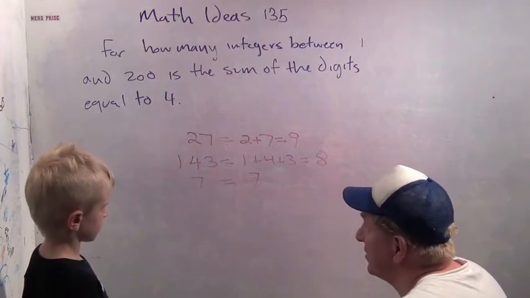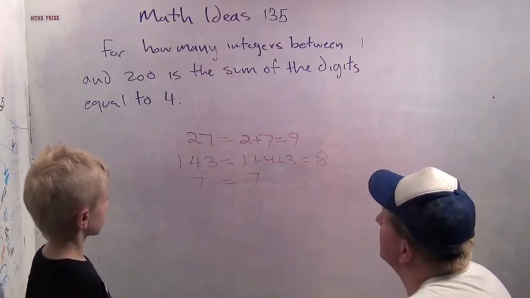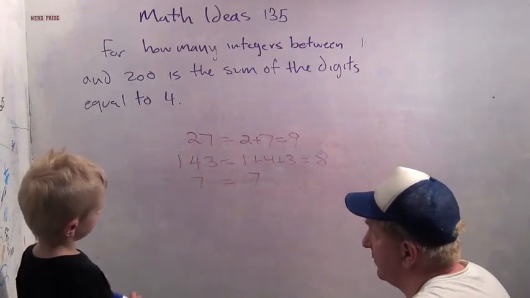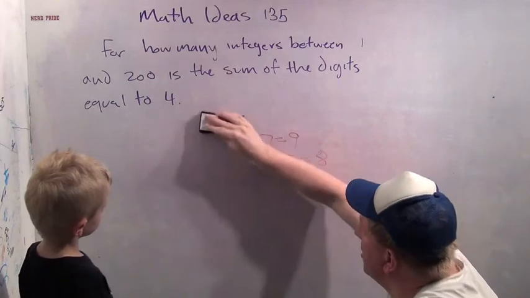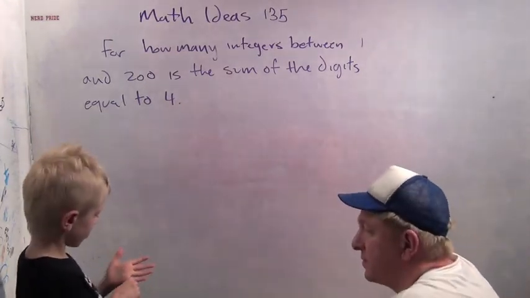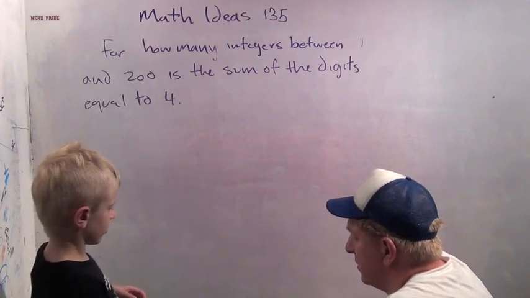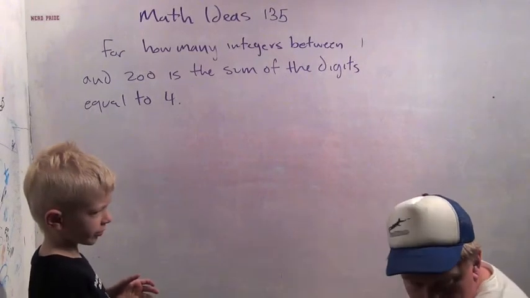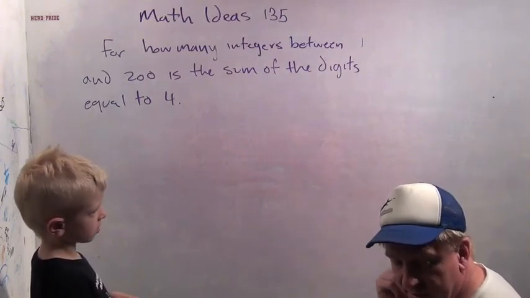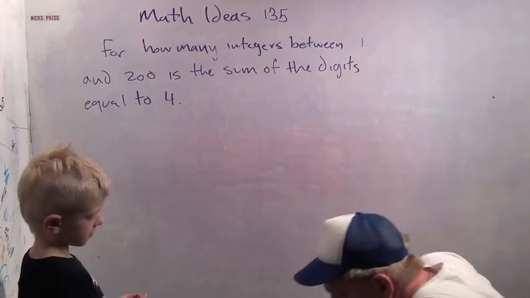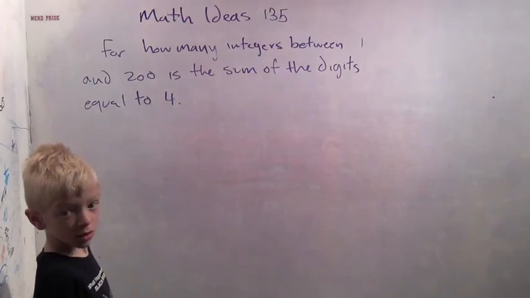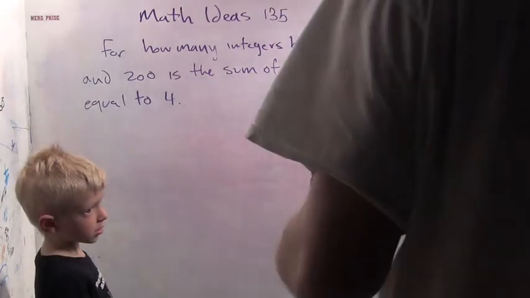Alright, so we're trying to figure out how many integers between 1 and 200 have the sum of the digits equal to 4. So where do you want to start? We could start in the 20s at 22, because 2 plus 2 equals 4. Okay, but starting in the 20s isn't necessarily a great place to start. Maybe at 1? Okay, 1 would be interesting.